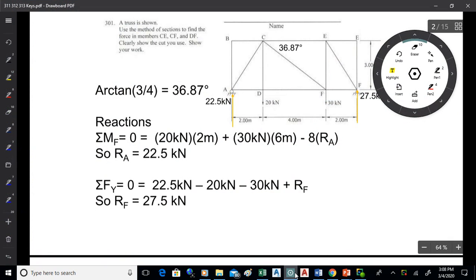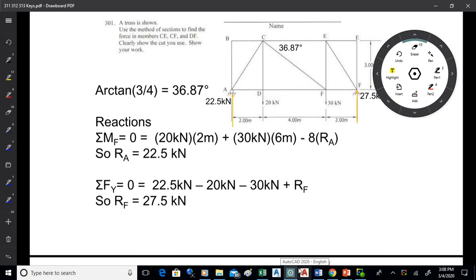All right, I handed back the method of sections problems. Those ought to be graded. So just a quick run through those so that we know how to do those. So here we go. Here's the first one.